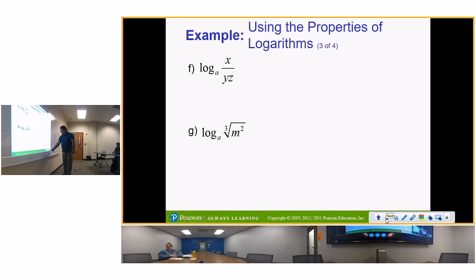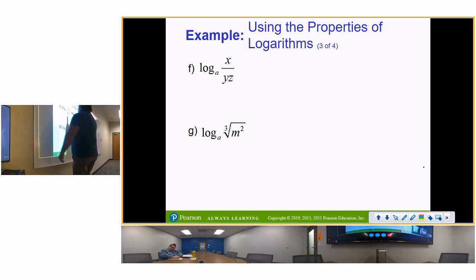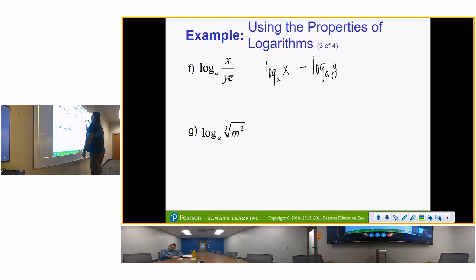Okay, how do we rewrite this one? Well, that's the quotient rule, Hubert. That's right. So, it's also not the quotient rule. The quotient rule is right here. But what is it right here? Power. Power, not the power, product. You had the right thinking. So, log base A of x minus log base A of y times z.